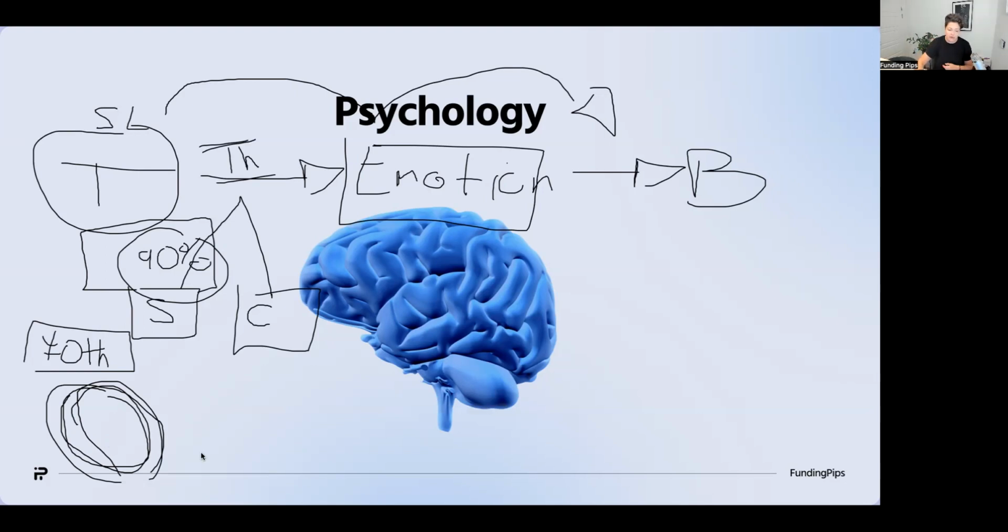We can only do it when we use the capacity of the 10% of our conscious mind and consciously make decisions to implement new positive habits, new things into our day. And only that way can we change the trajectory of the way we think, the way we experience emotions, and the way that we behave.